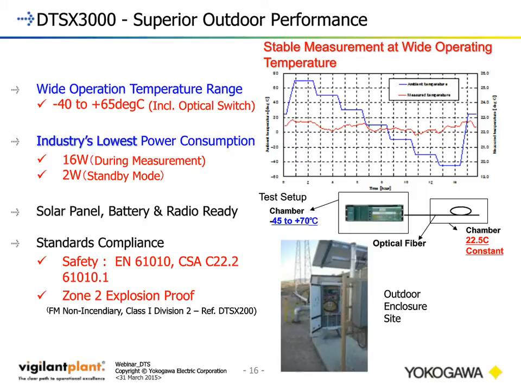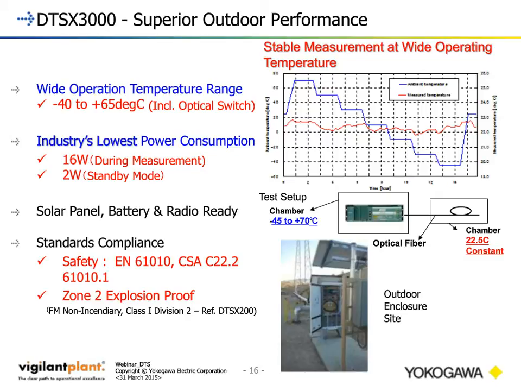And then what you're seeing is the DTS itself, the interrogator, in a temperature chamber ramped from 70 degrees C down to minus 45 degrees C and back, and you can see the stability of the electronics there.